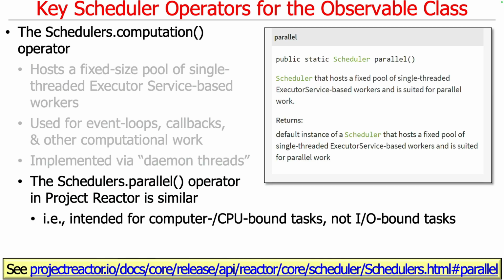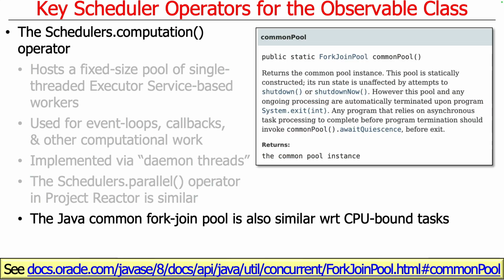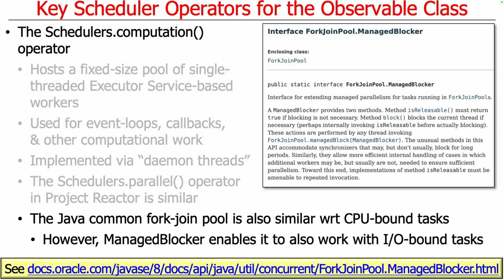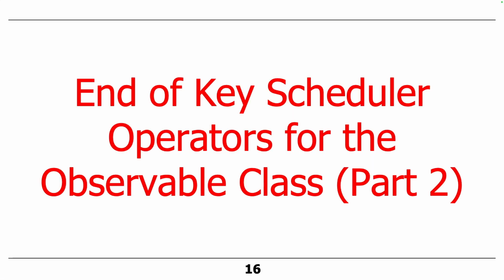The scheduler's parallel operator in Project Reactor is very similar. It's intended for compute and CPU-bound tasks, not I/O-bound tasks. So be aware that that's a distinction. There's something in Project Reactor called bounded elastic, which is intended for I/O-bound tasks. And we also are familiar with Java's common fork join pool, which works for CPU-bound or compute-bound tasks. With the common fork join pool, of course, if you use ManagedBlocker, it'll also work on I/O-bound tasks, but that comes extra.